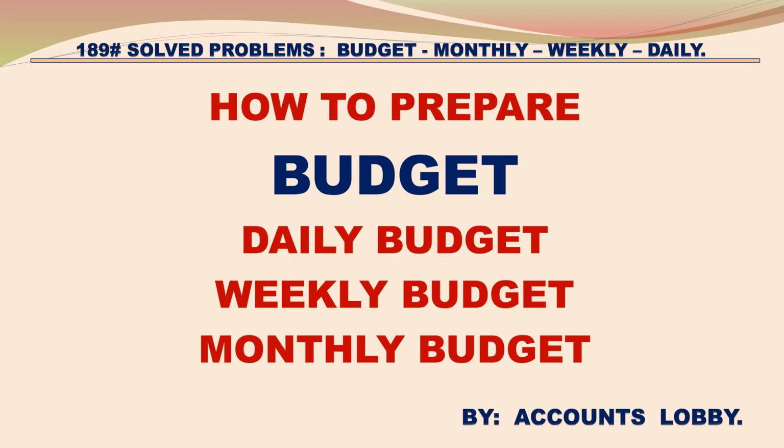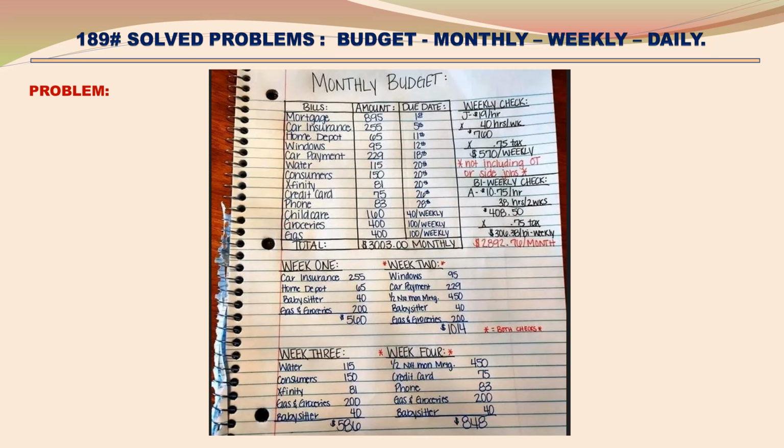Solved problems. Budget: monthly, weekly, daily. How to prepare a budget: daily budget, weekly budget and monthly budget. Problem: monthly budget. Particulars, amount, due date. Mortgage 895, first.